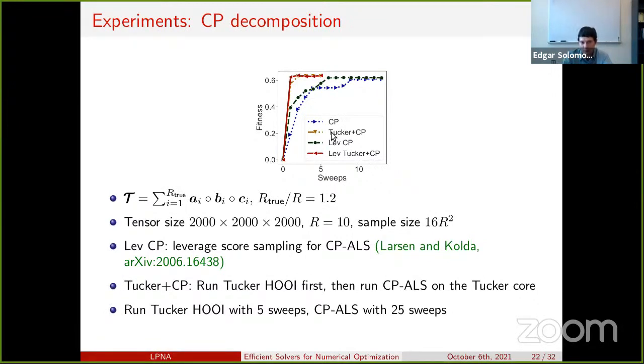And we see that the Tucker plus CP method, which is the orange line over there, converges to a high fitness faster than what would be achieved by the ALS method, which is here denoted by CP, or leverage score sampling done for the ALS method, which has also been done in literature in the past. So at least in terms of sweeps, this converges a lot faster. And when we add leverage score sampling to the Tucker, we do just as well in terms of fitness as the baseline method performs for this tensor.